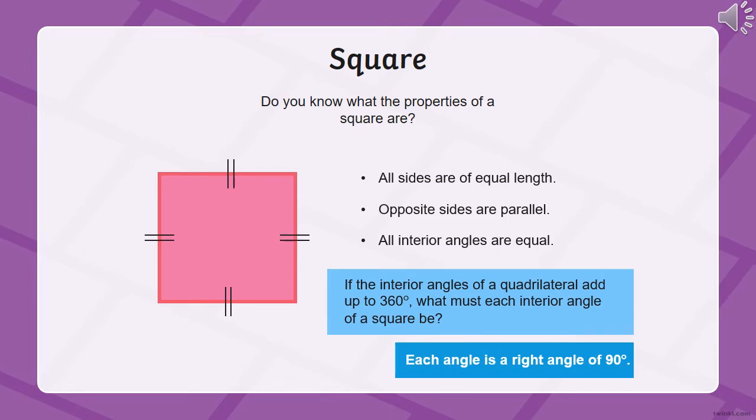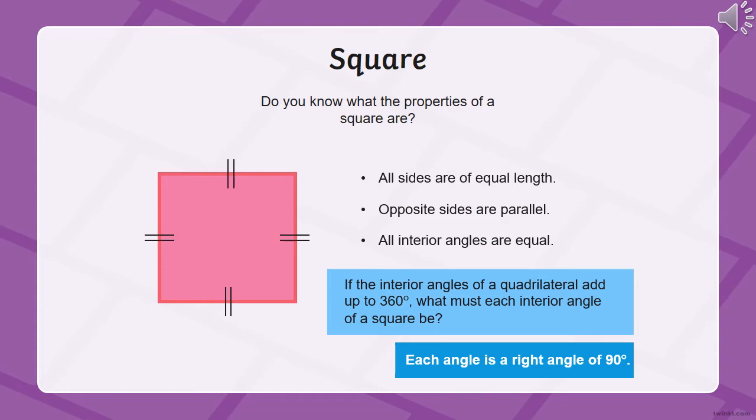Here's a quadrilateral, a square. Do you know what the properties of a square are though? Now, a square's sides are all equal length. Opposite sides are parallel and all interior angles are equal. So if the interior angles of a quadrilateral must equal 360 degrees, what must the interior angle of the square be?